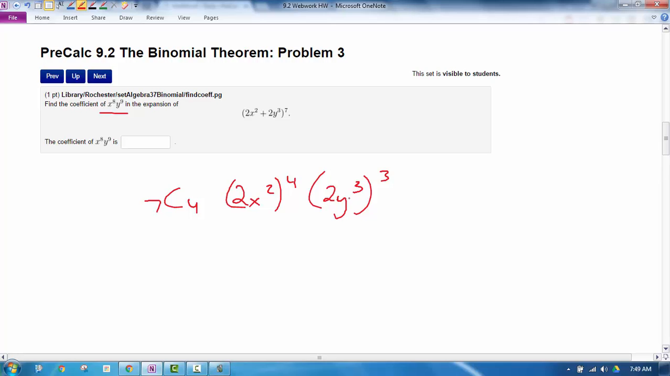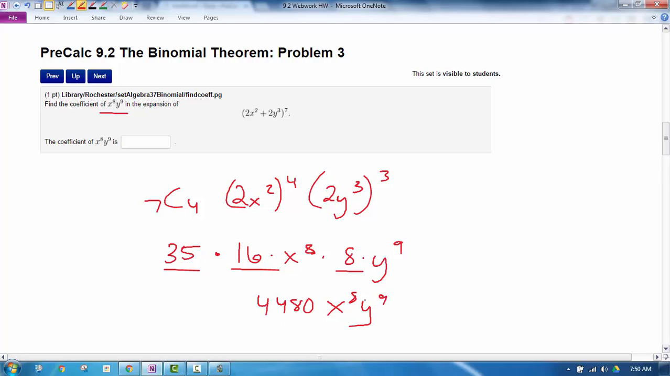So if we do this in the calculator, this will give us the coefficient and simplify. 7c4 is 35, 2 to the 4th power is 16, 2 to the 3rd power is 8, I'm sorry, and then I have to do x squared to the 4th power, which is x to the 8th. And then y cubed to the 3rd power is y to the 9th. So then I can simplify by multiplying out these numbers and putting that number in front, which, if you do that in your calculator, you get 4,480. And that's the number they're looking for right there.